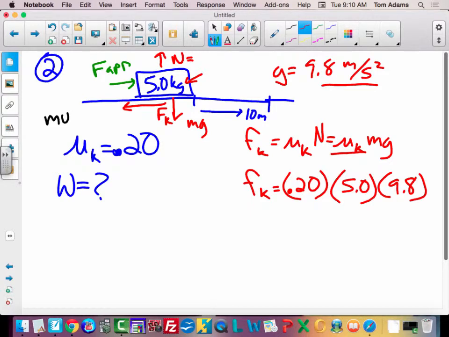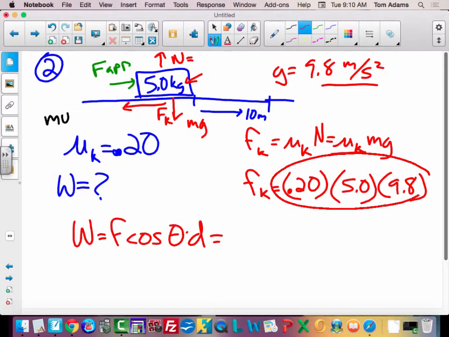I'm going to come back to that. Remember that we said the work done is equal to the force times cosine of theta times the displacement. Now in this case, the magnitude of the force is going to be all of this stuff. Okay? So that would be 0.20 times 5 times 9.8.